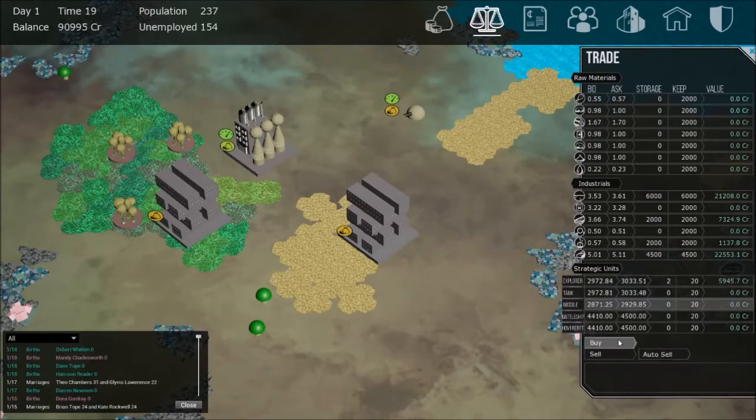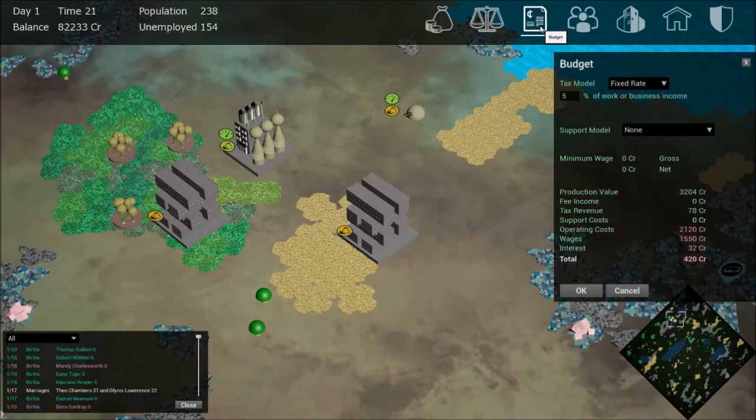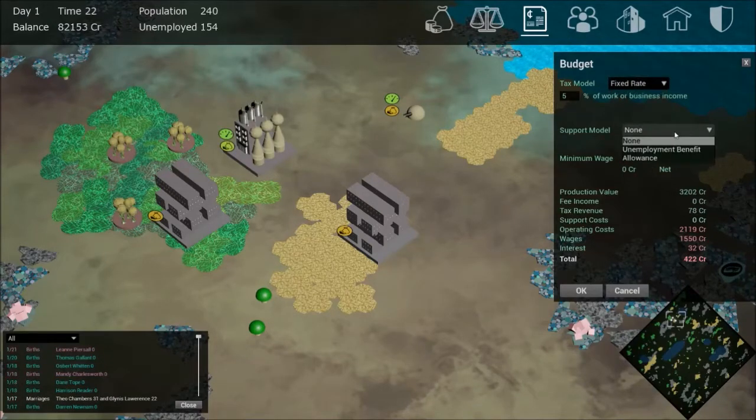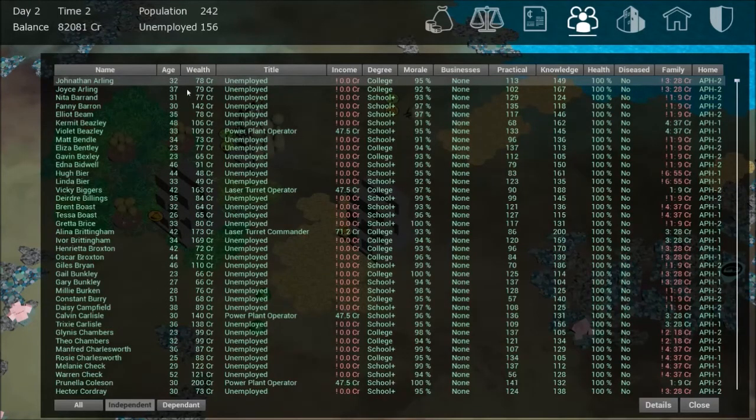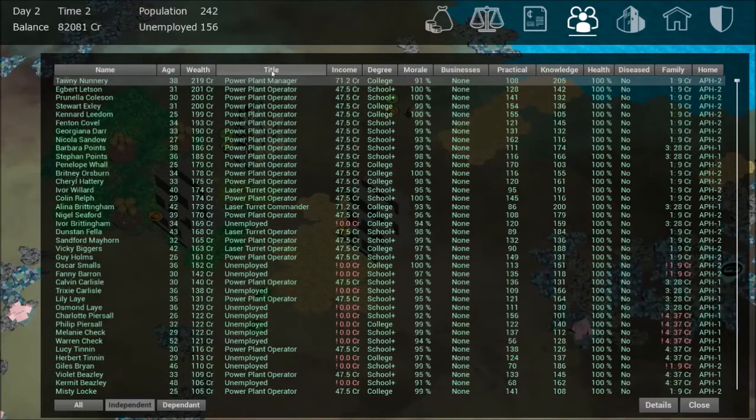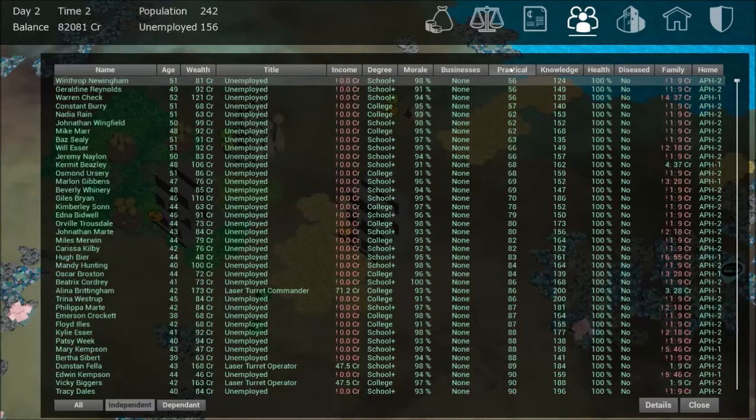The budget panel shows the selected tax and support models. You can select from different models to cover public expenditures and support for those in need. The overall financial situation of the colony and how it is structured can also be seen on this panel. The Society panel gives you presentation of all the members of the society. The colonists have RPG-like features like age, wealth, morale, practical and theoretical skills.